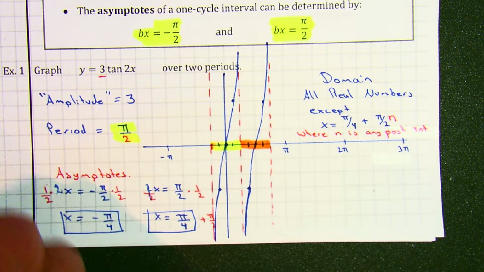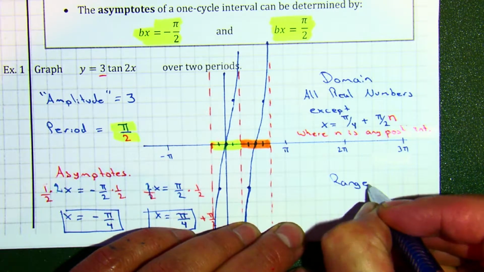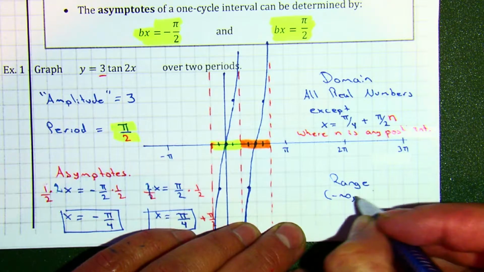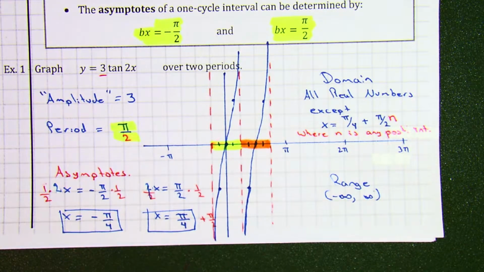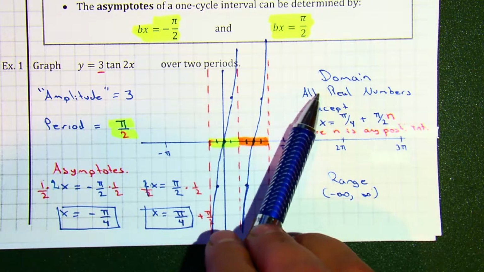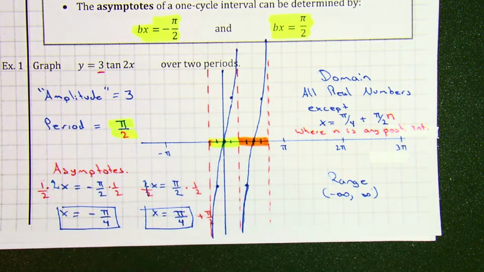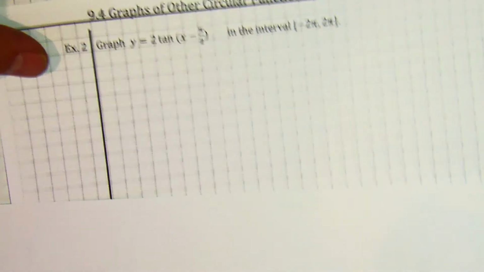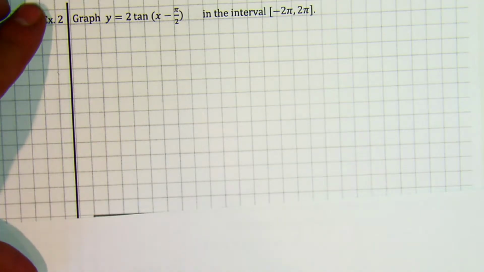Your range will be all real numbers, or from negative infinity to positive infinity. But this is the equation for your domain. It's going to be all real numbers except every time there happens to be an asymptote. Example number 2. Go and copy it down, and we'll start once you are ready.